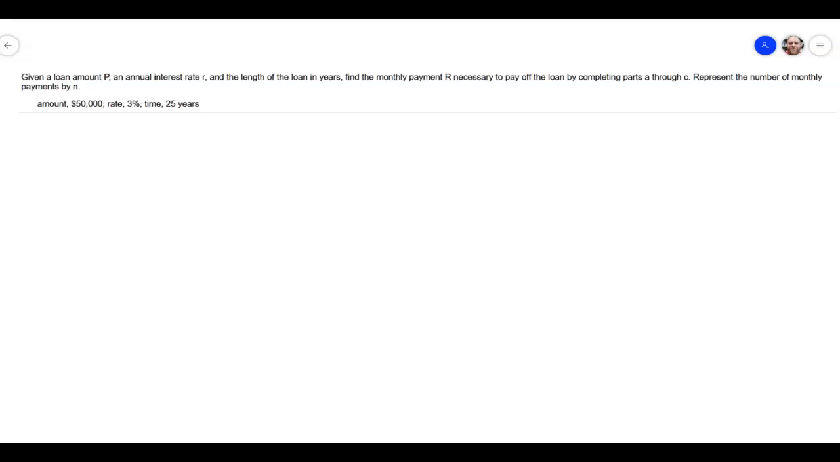Hey, this is Mr. Beckstrom, and I was asked to do a question like this one here from 7.4. It says, given a loan amount P, an annual interest rate R, and a length of the loan in years, find the monthly payment, capital R, necessary to pay off the loan by completing parts A through C. Represent the number of monthly payments N.